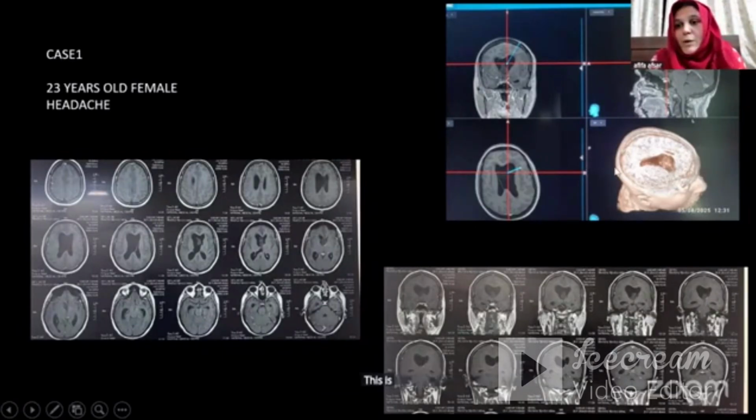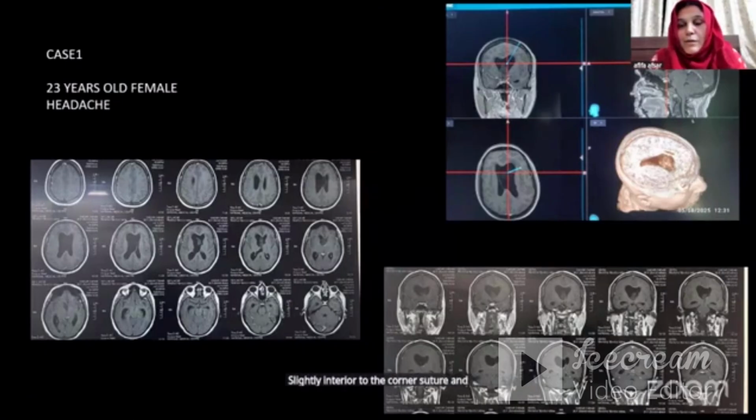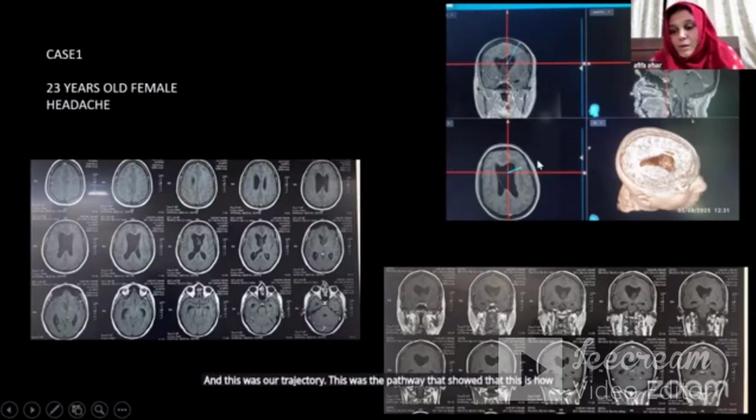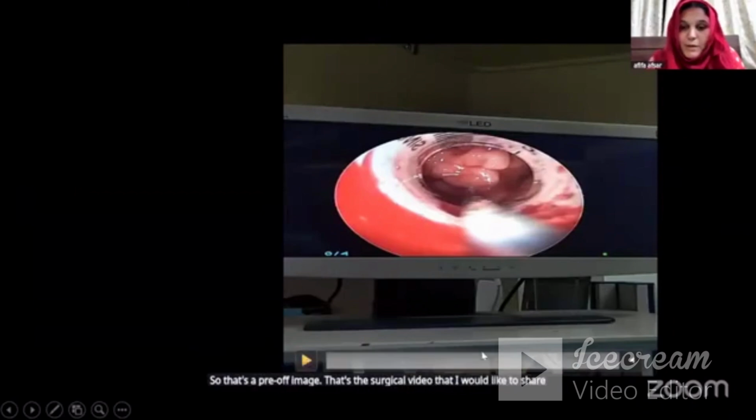This is the preoperative navigation diagram. That is how we planned our trajectory: slightly anterior to the coronal suture and lateral to the midline. This was our trajectory, the pathway that showed how we were going to enter. So that's a pre-op image, and that's the surgical video that I would like to share with you.